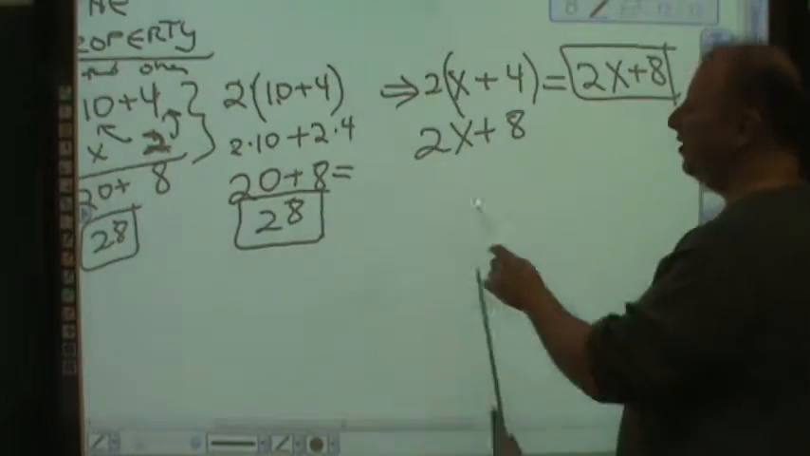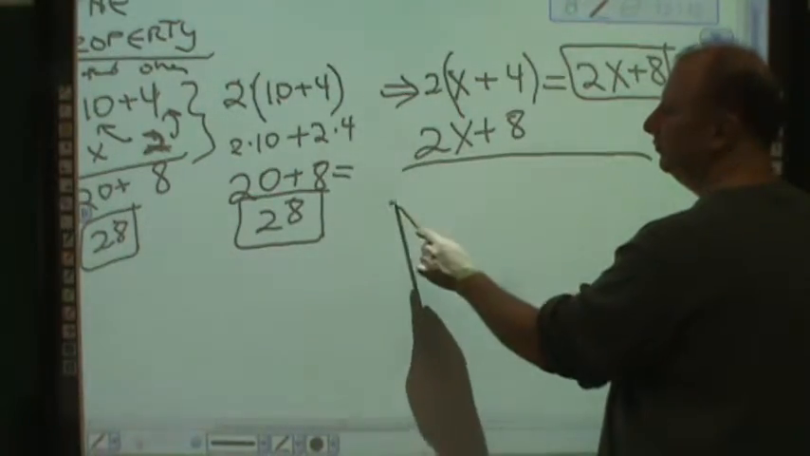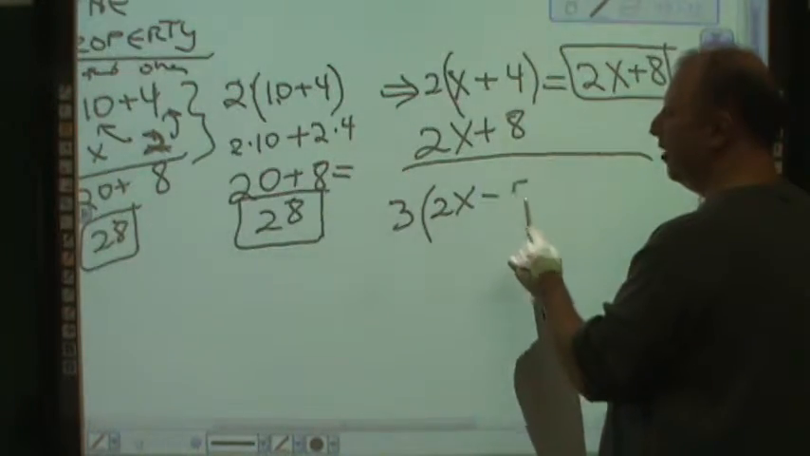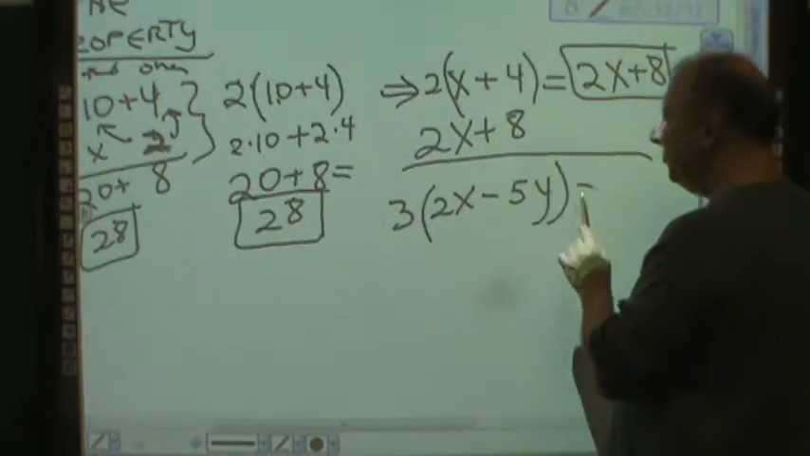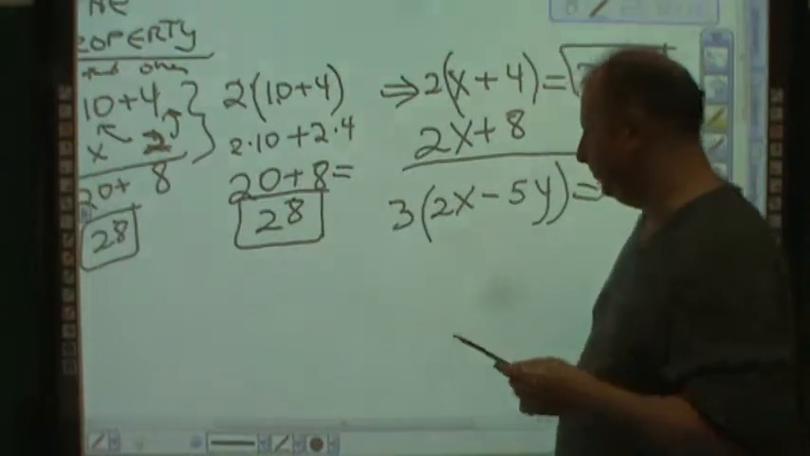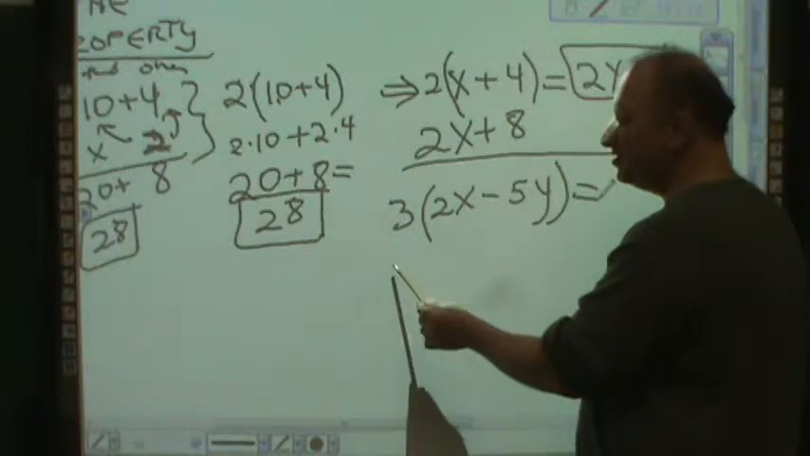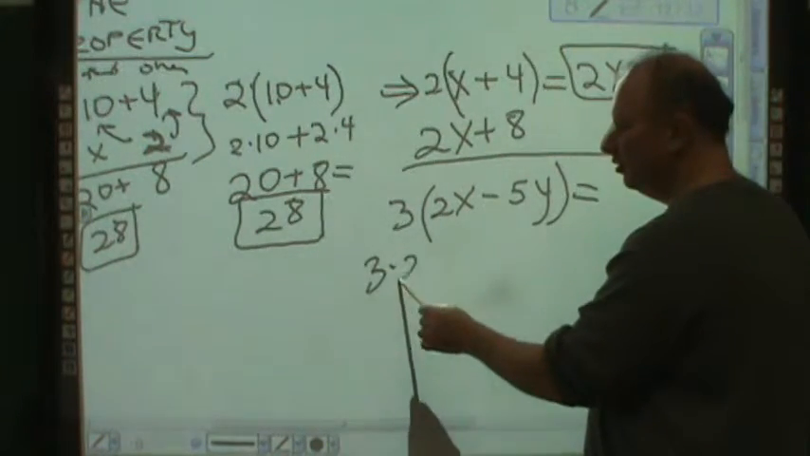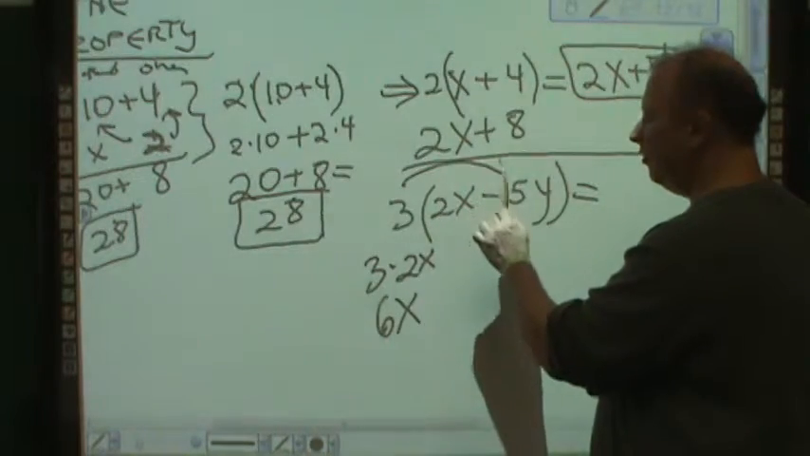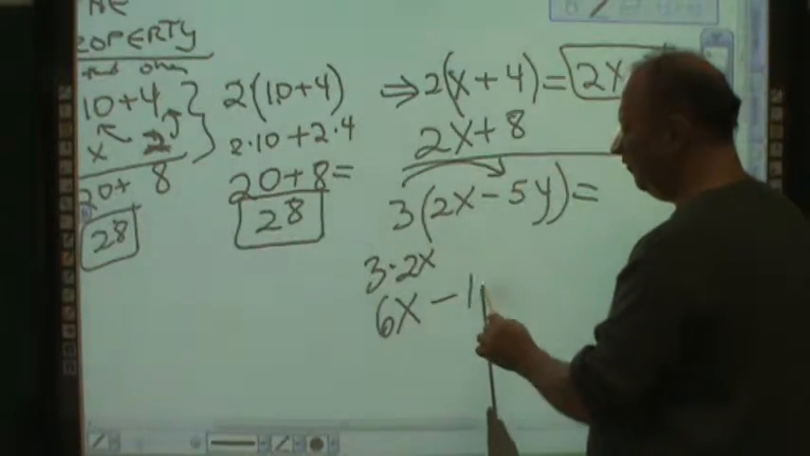What happens if I gave you something like this now? 3 times 2x minus 5y. Do you think the rules change? No, they don't. It just looks different. 3 times 2x is 6x. And 3 times negative 5y is negative 15y.